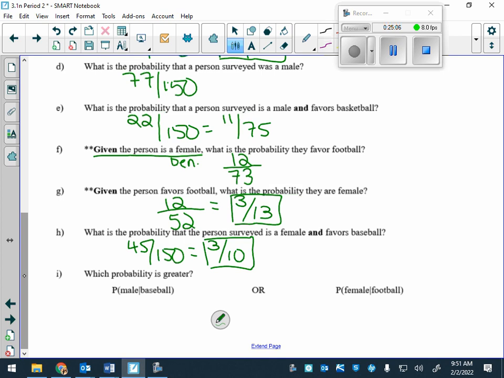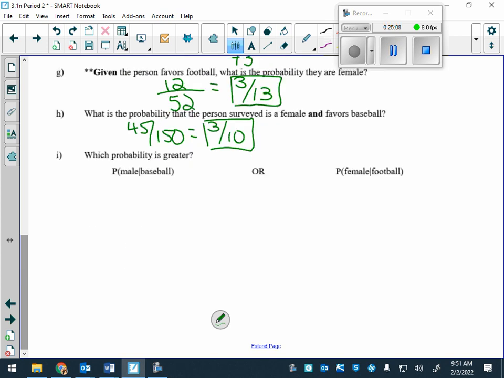So now I want you to find which probability is greater. Okay. You have the probability male given that they like baseball. So keep in mind, whatever is second is your denominator in that notation. So, probability, male selected, given that they like baseball. So, baseball, how many people like baseball? 60. Out of those 60, how many of them are male?